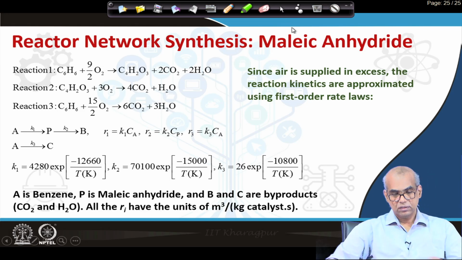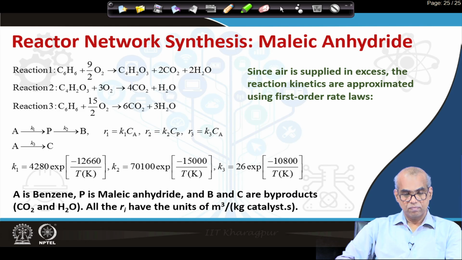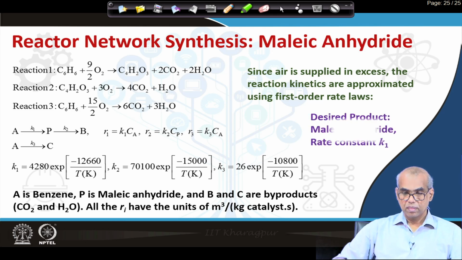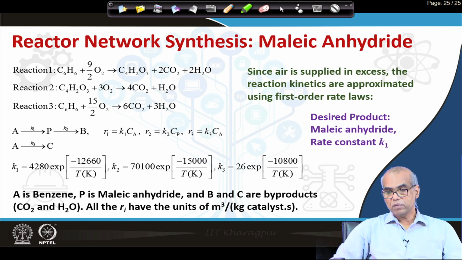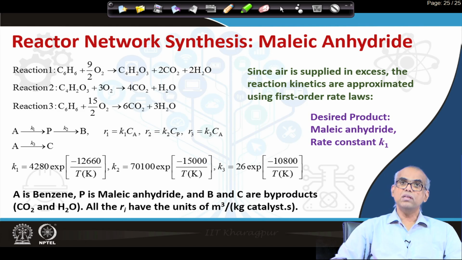My desired product is maleic anhydride. A represents benzene, the reactant, P is maleic anhydride and B and C are byproducts CO2 and H2O. Note that oxygen is present in excess. All the rates have the units of meter cube per kg catalyst second. So, for the desired product maleic anhydride, the corresponding rate constant is K1.